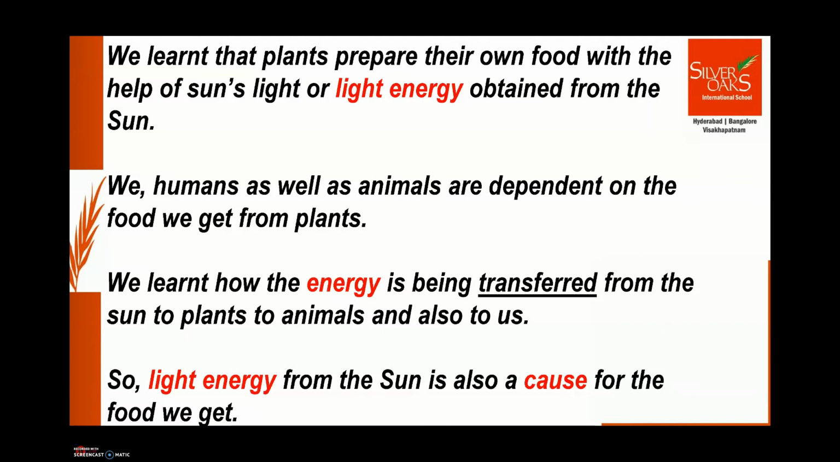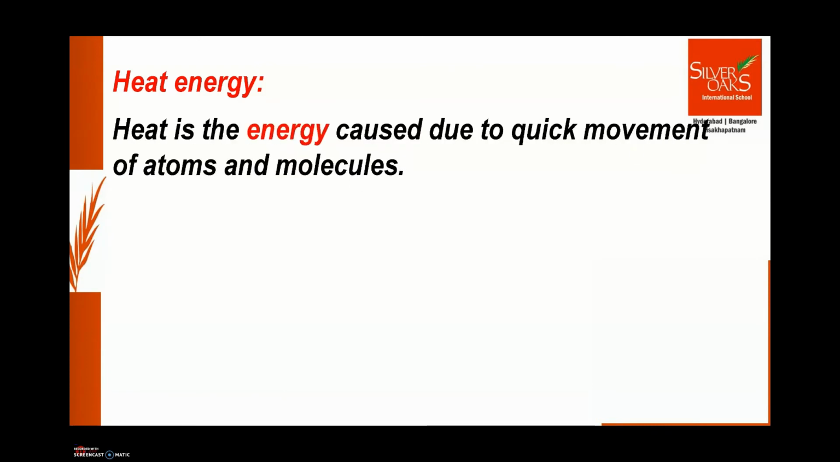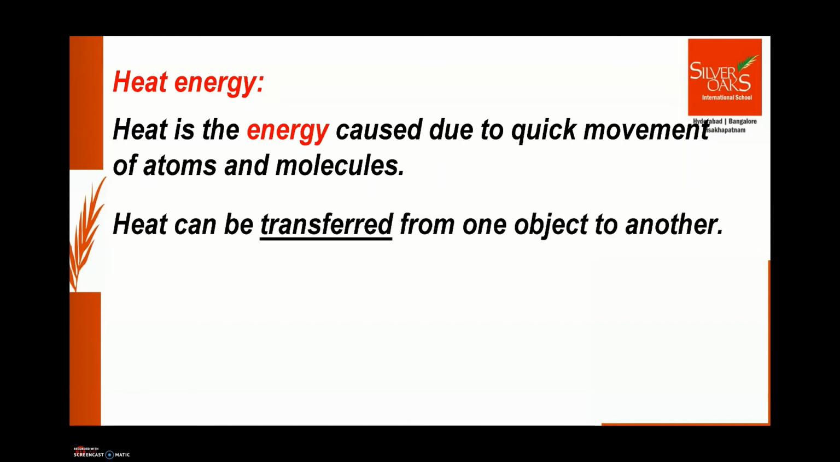Now, let's talk about another form of energy. Let's talk about heat energy now. Heat is the energy caused due to quick movement of atoms or molecules in any substance. The faster the atoms and molecules move, the higher is the temperature. So heat is also a form of kinetic energy as it is caused due to movement of atoms and molecules in any substance. Heat can be transferred from one object to another.